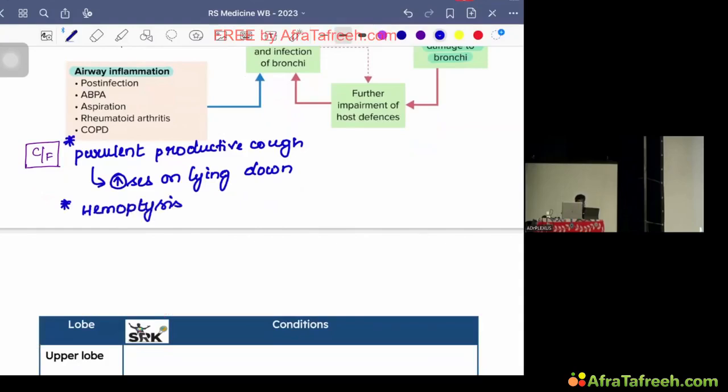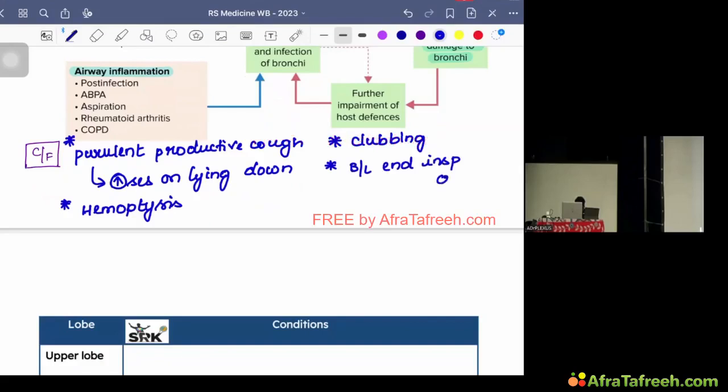Hemoptysis. One respiratory condition which is going to present with hemoptysis is bronchiectasis, and these patients are going to have clubbing. Whenever you auscultate, the patient is going to have bilateral inspiratory crepitations. End inspiratory crepitations are present.